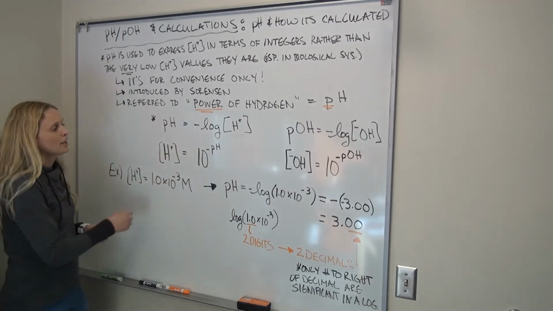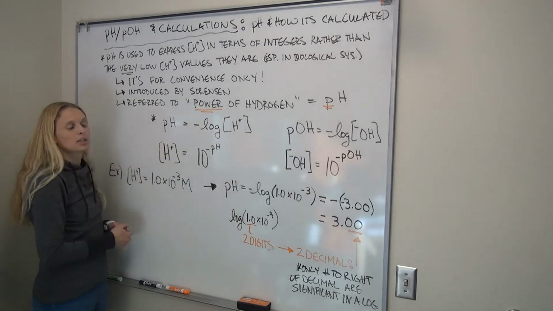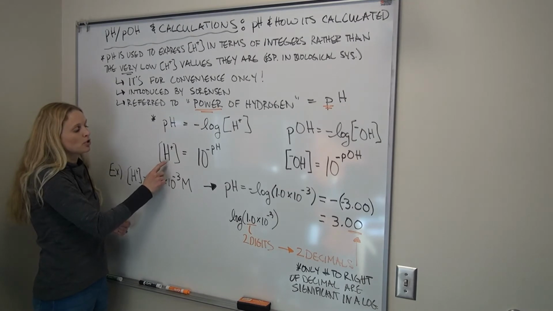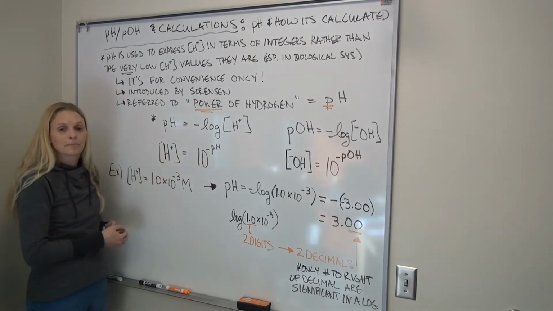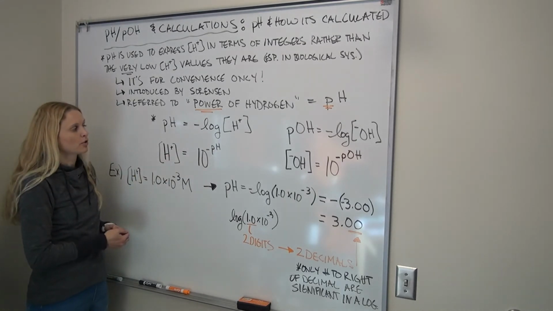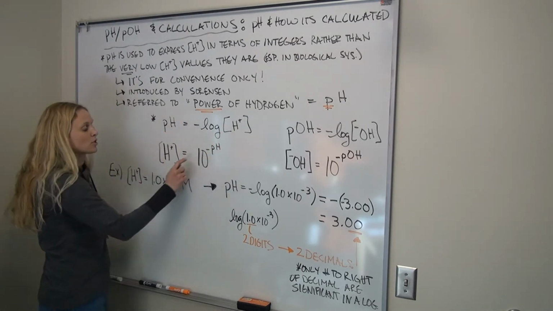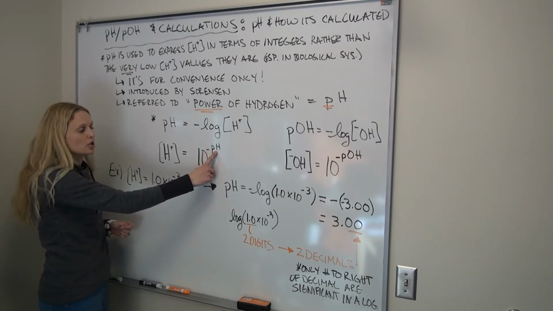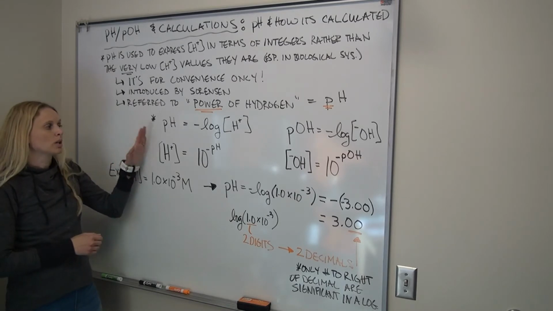All right, and then if you take the inverse log of that, you can calculate the H plus concentration if you know the pH. So if we know the pH, we take 10 to the negative pH number to get the H plus concentration. If you're trying to solve for pH, you would use this equation and plug in H plus. If you're trying to solve for H plus concentration, you would use this equation and plug in the pH to solve for that.